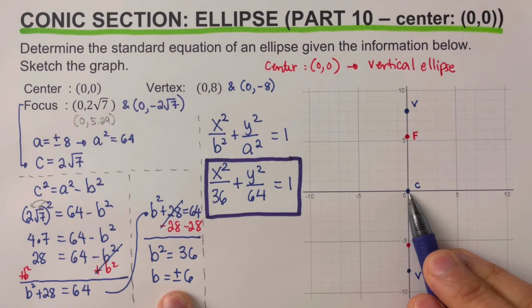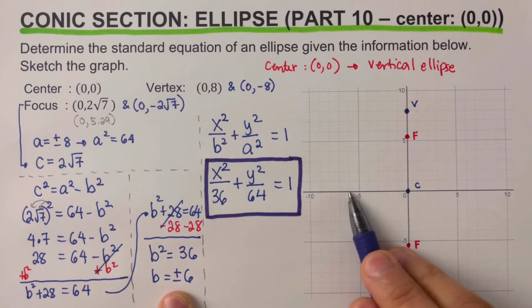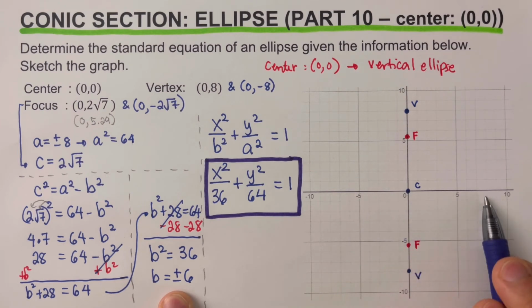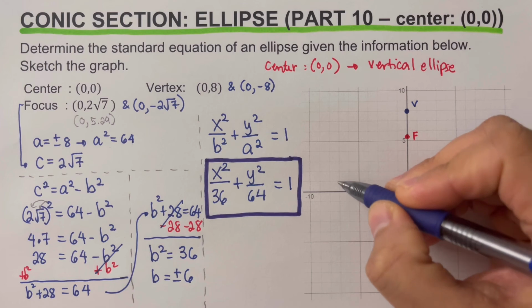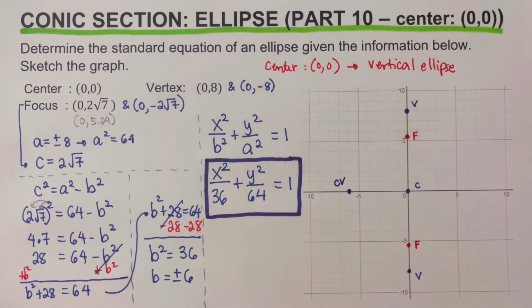So I can go ahead and say that I go 6 left, 6 right from the center, and that is where our co-vertex is going to sit. So the first co-vertex is going to sit here. So this is the first co-vertex, and then the other co-vertex is going to sit on this side right here. So we can go ahead and sketch the ellipse.